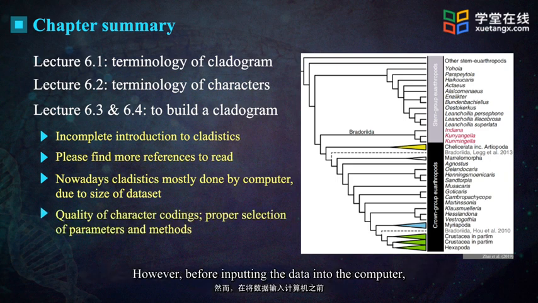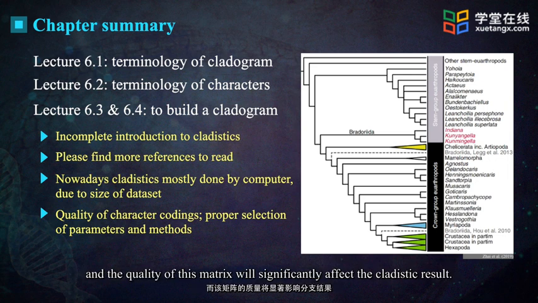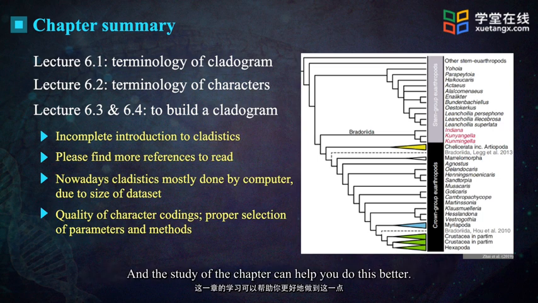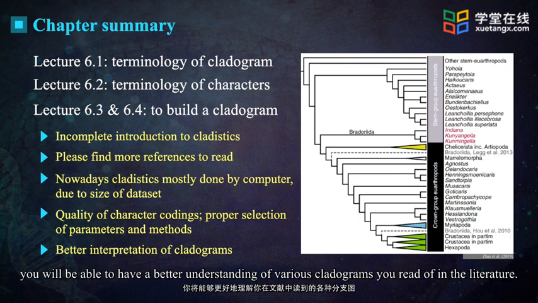However, before inputting the data into the computer, the researcher needs to code the morphological information into the matrix, and the quality of this matrix will significantly affect the cladistic result. And the study of the chapter can help you do this better. Also, by learning about the basic principles of cladistics, you will be able to have a better understanding of various cladograms you read of in the literature.